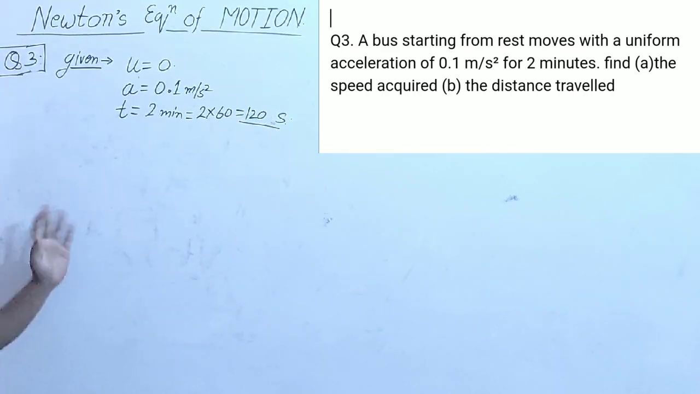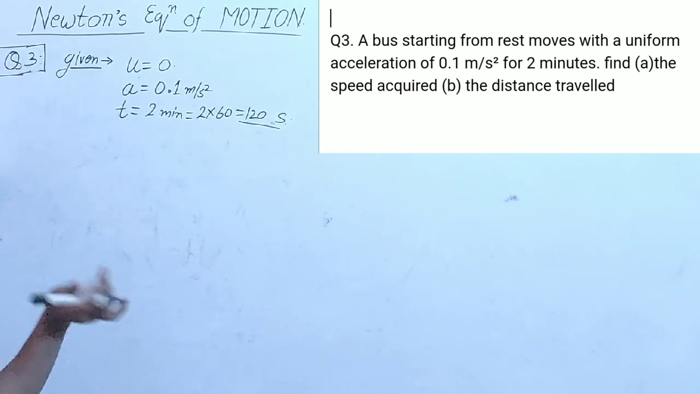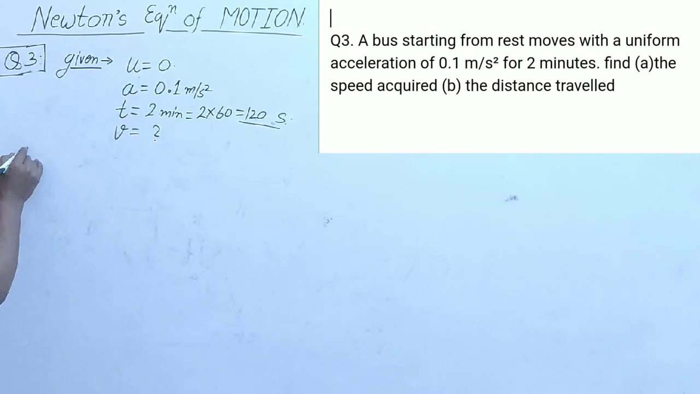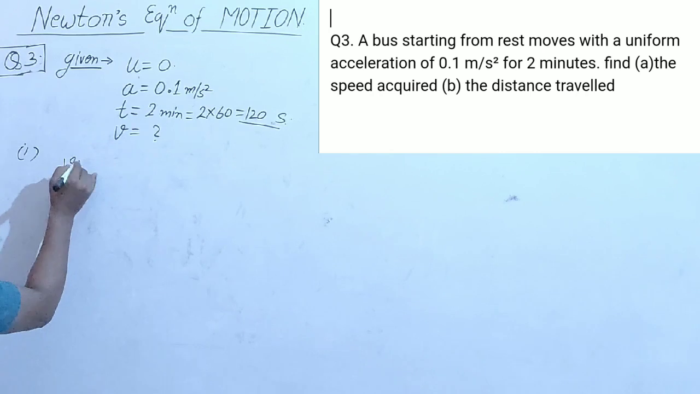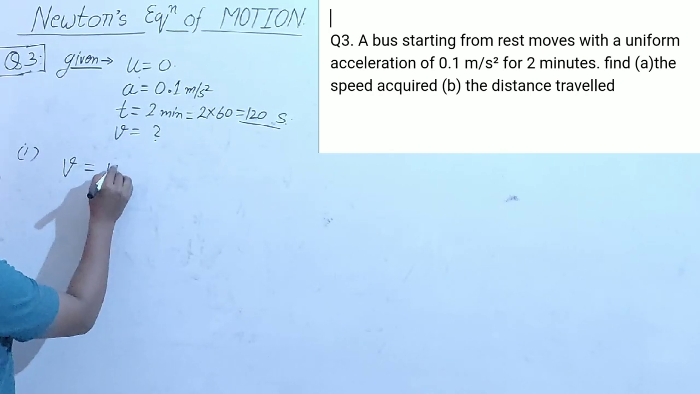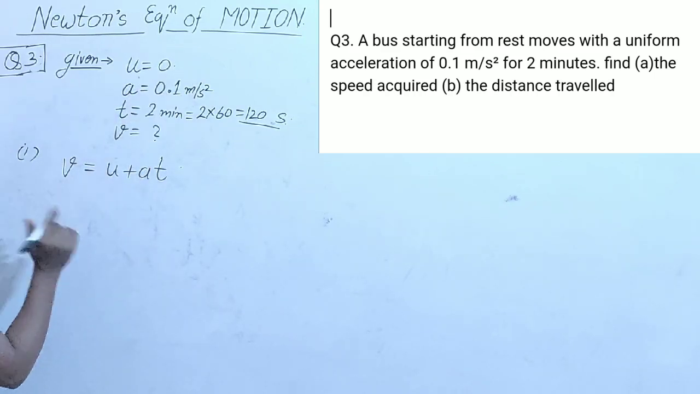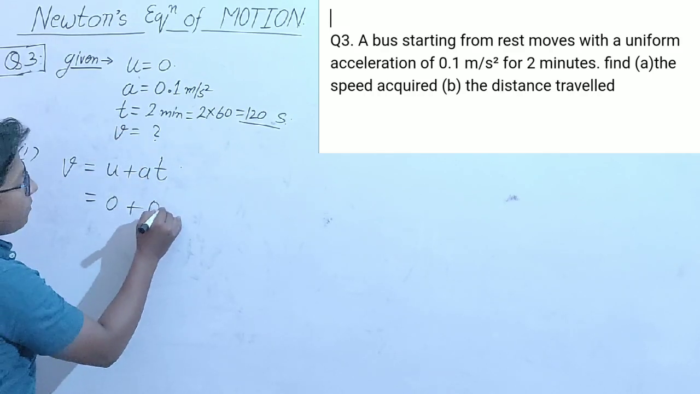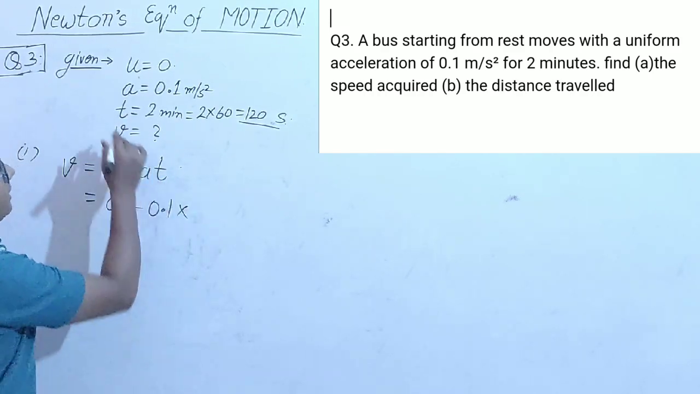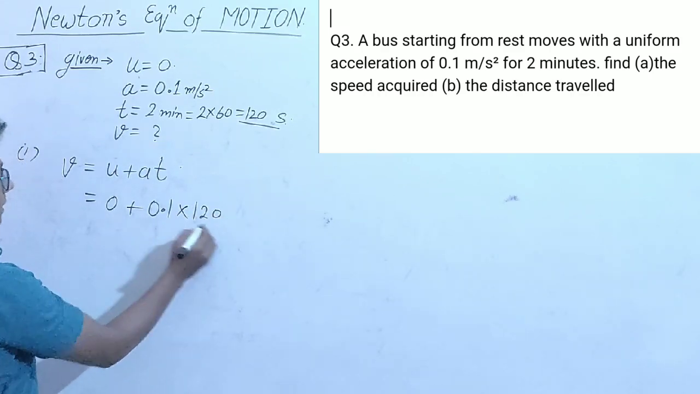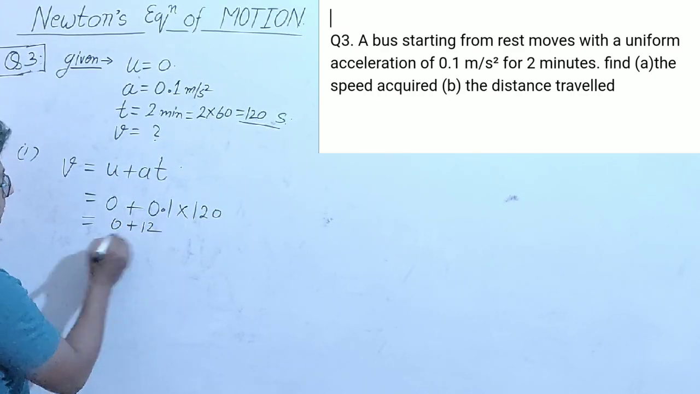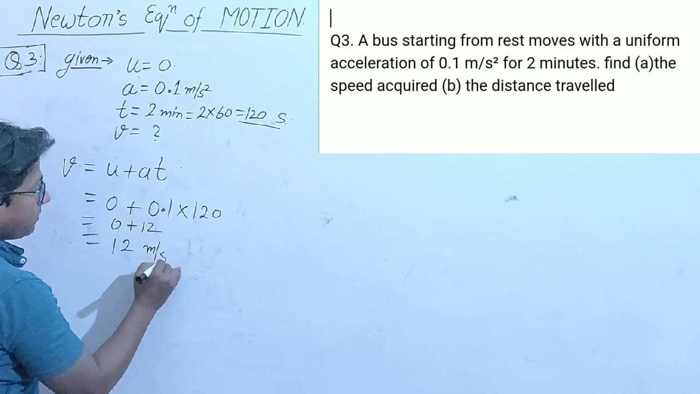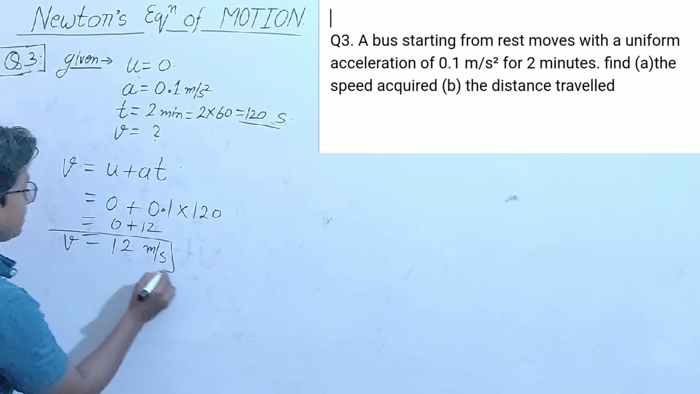Time is given. So first question is find the speed acquired. So it is asking about the final speed or final velocity. So we have to find the final velocity. The formula for finding final velocity is first equation of motion, v is equal to u plus at. Simply placing the value, u is 0, a is 0.1 and time is 120 seconds. So after calculating 0 plus 12, that is 12. Value of the v is 12 meter per second. So first question is solved.